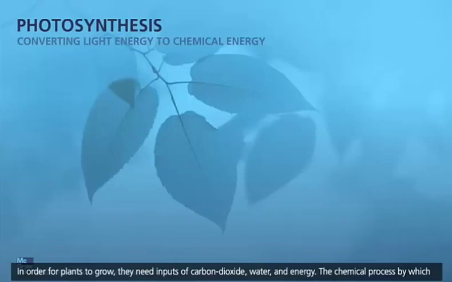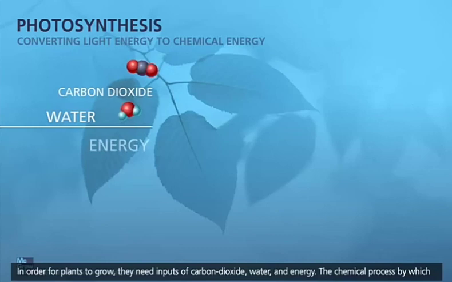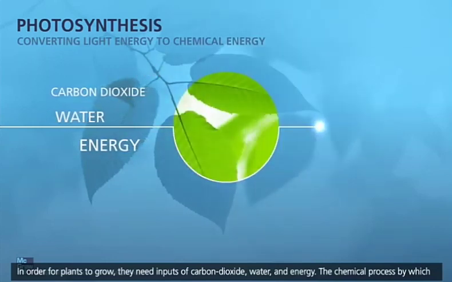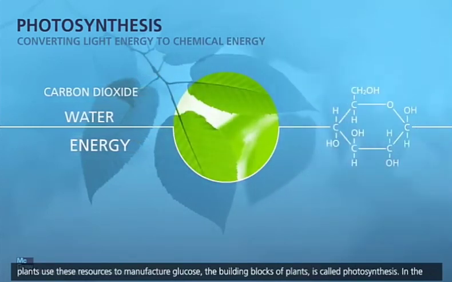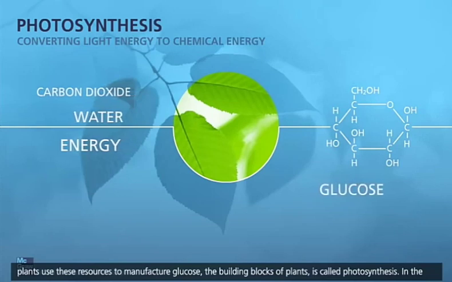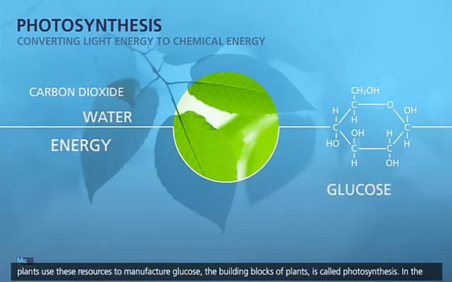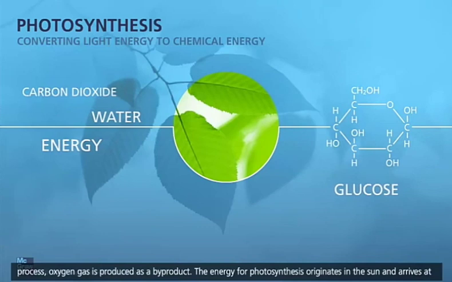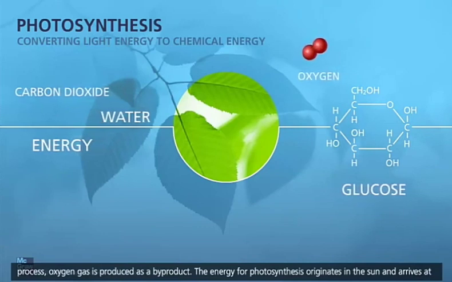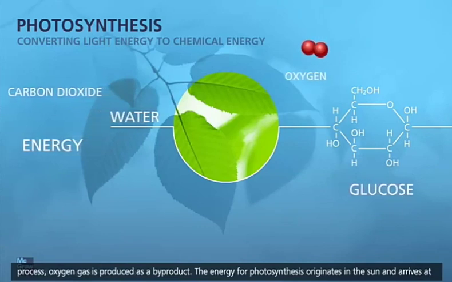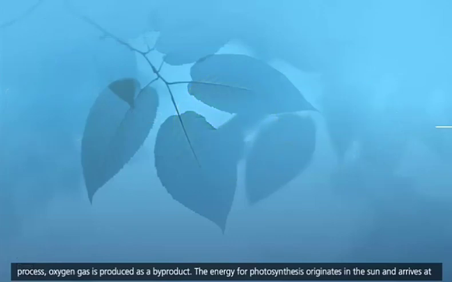In order for plants to grow, they need inputs of carbon dioxide, water, and energy. The chemical process by which plants use these resources to manufacture glucose, the building blocks of plants, is called photosynthesis. In the process, oxygen gas is produced as a byproduct. The energy for photosynthesis originates in the sun.